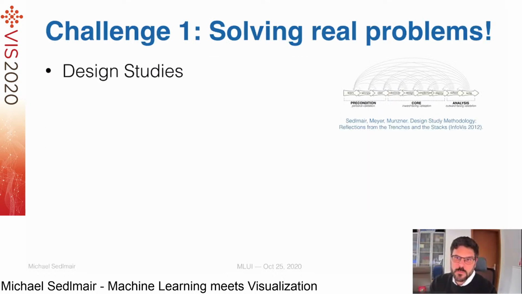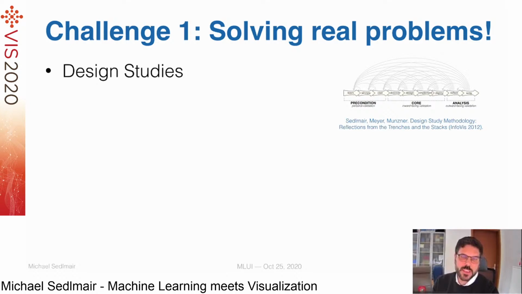So there's many challenges ahead. I want to talk about 3 of these challenges that I see, and maybe they can also be helpful for this community, for this workshop to think about. So first, solving real problems. Yes, this is not new. I think solving real problems is something that we have talked about in the visualization community quite heavily.